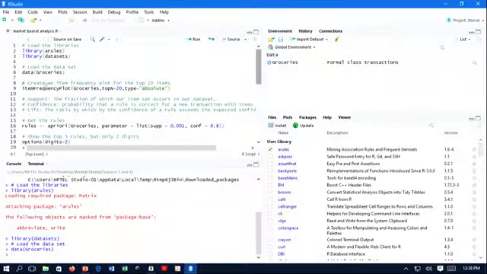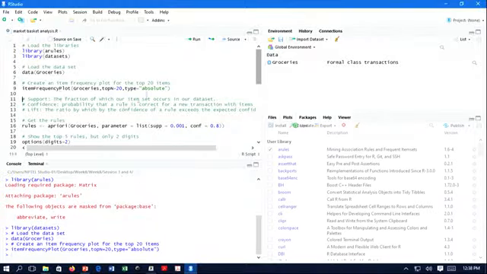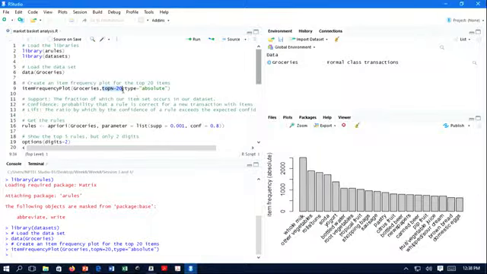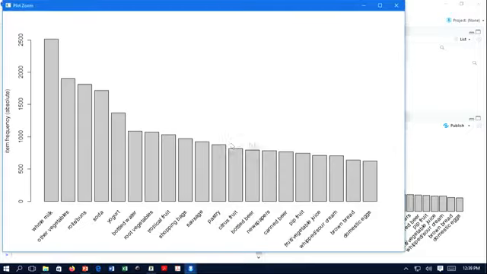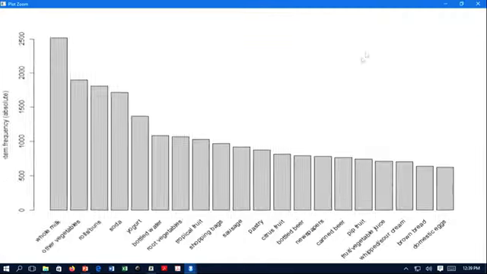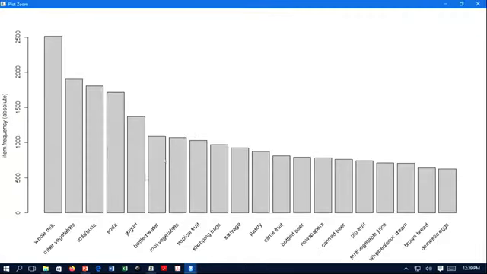Now, the first thing is to find out which items are more prominent. So, I am creating an item frequency plot with the top 20. These are my top 20 products. You can see that whole milk is the most common product, then other vegetables, then rolls and buns, then soda, yogurt, bottled water and so on.